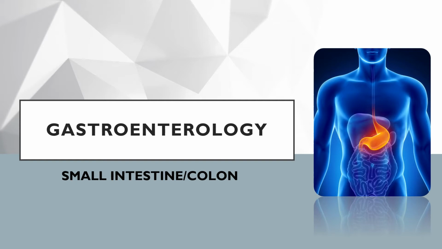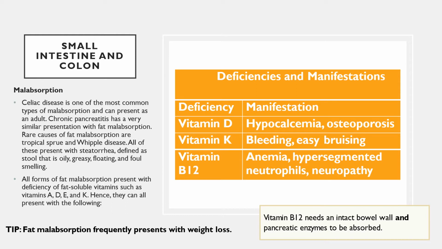Let's start from the first slide. We talk about the small intestine and colon, and we talk about malabsorption. On this slide, malabsorption, the most frequent cause is celiac disease. It can be presented in adults.